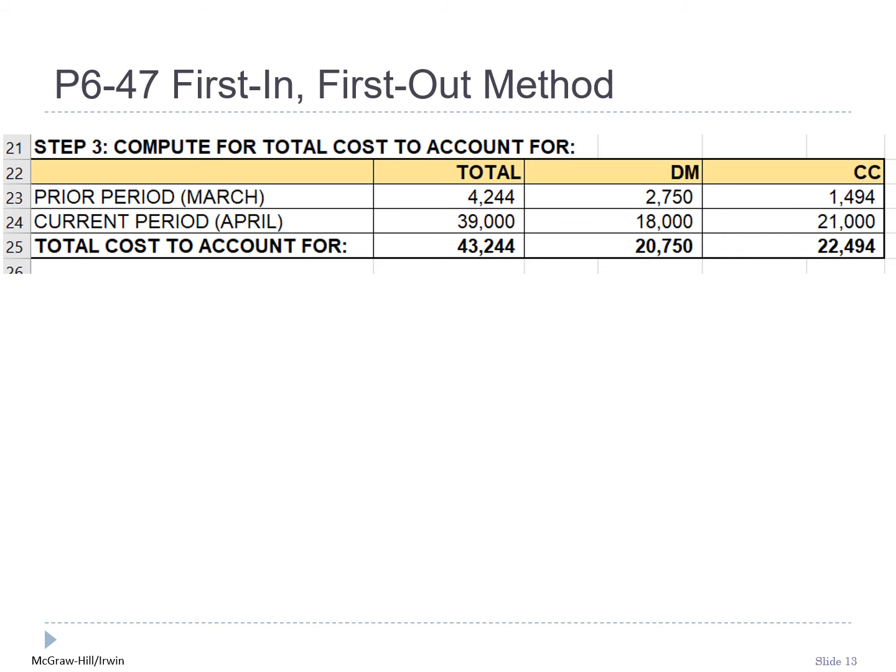Ayan. So, next, compute for the total cost to account for. Same lang naman yan do sa weighted average. Kasi parang in this step, we are just trying to determine as of the end of month, ano na o magkano na yung na-incur natin. So, add lang ulit yung prior period cost. 4,244, 2,750, tsaka 1,494. And also yung current period cost, which is 39,000, 18,000, and 21,000. So, hahanapin natin dun sa step 5, itong 43,244, just like yung weighted average method.